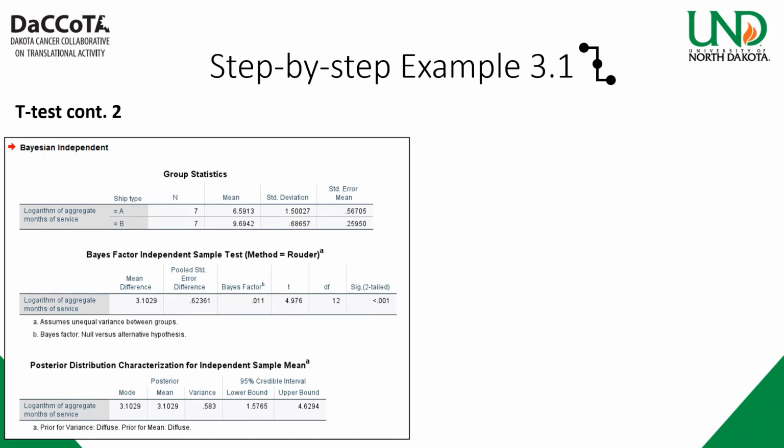So group statistics: ship A had a mean of about 6. This is log months, about 6, or 6.5, and this is close to 10. And then with the Bayes factor, this is our mean, this is the Bayes factor, very small, and then these are our posterior distribution. They call this a credible interval. This is going to be equivalent to our HDI, highest density interval. Similar sort of thing here. You can see that the lower bound and upper bound are positive.